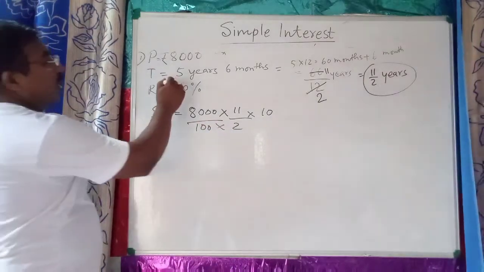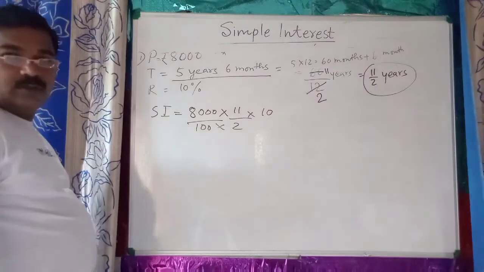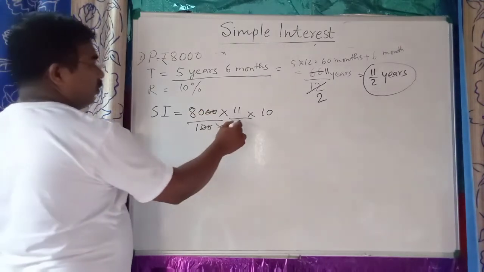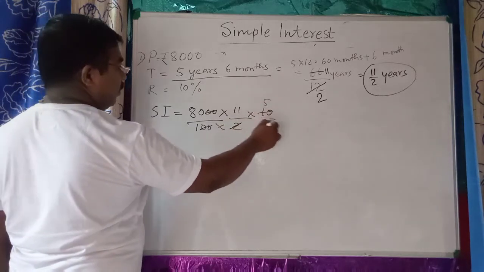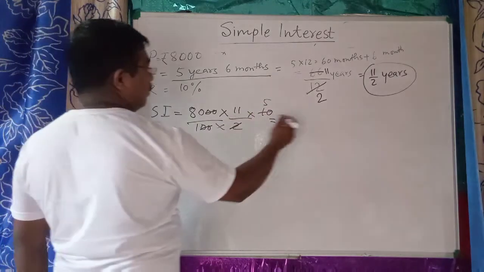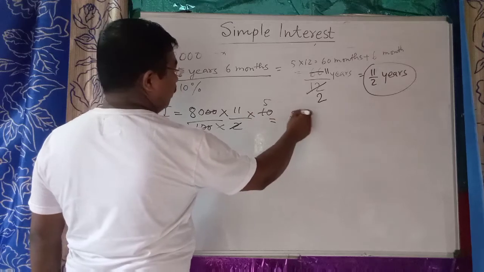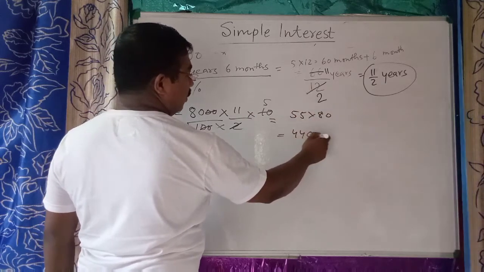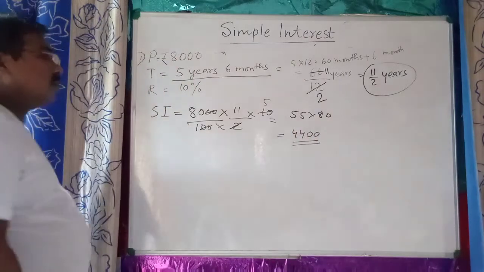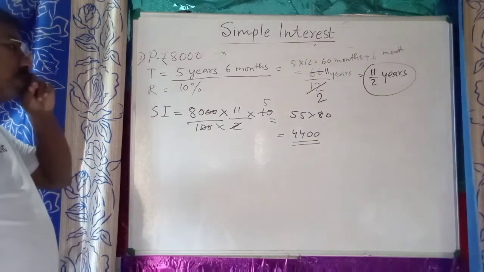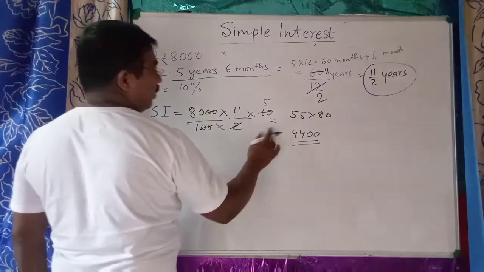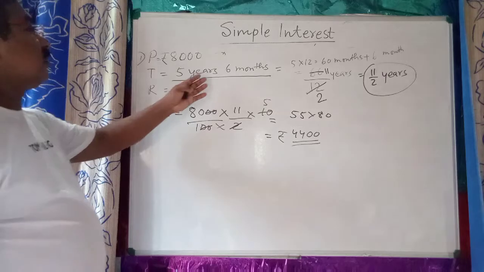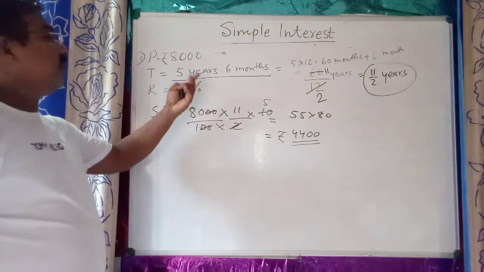You see here, what happened to 5 years, 6 months? The 100 is cancelled over here. 2 is also cancelled. 5. We will get 55 into 80, which means 4,400 rupees. In this way, we can find out the answer of the simple interest of such a period of time, 5 years, 6 months.